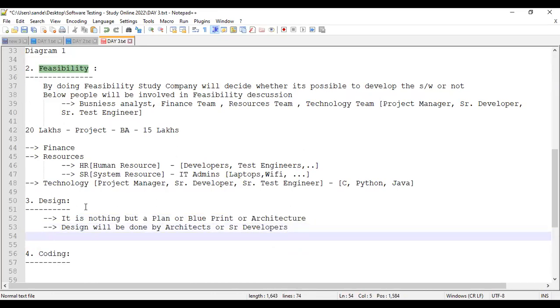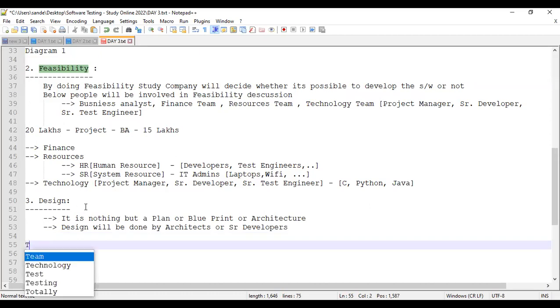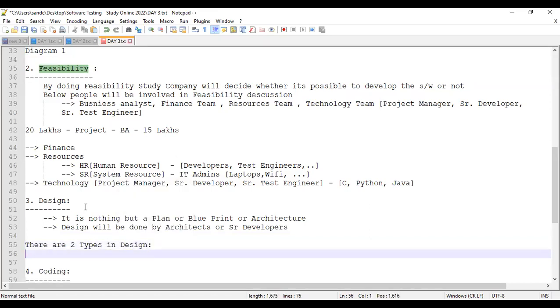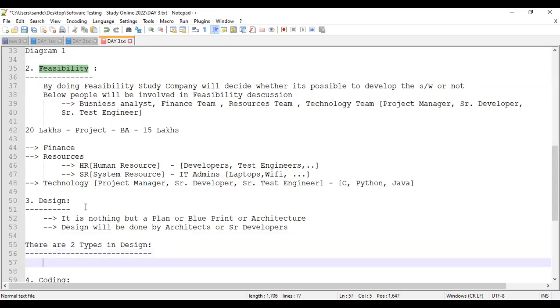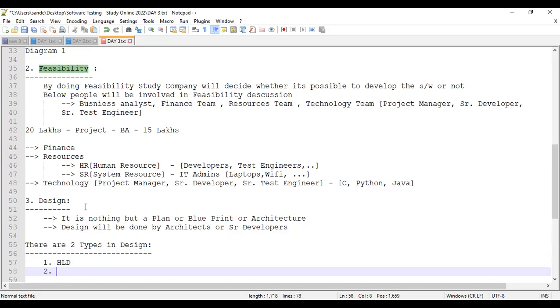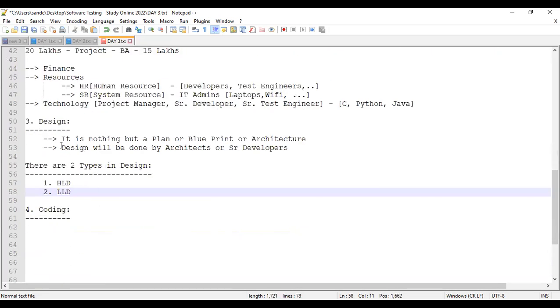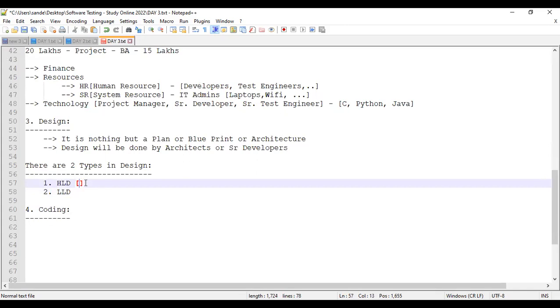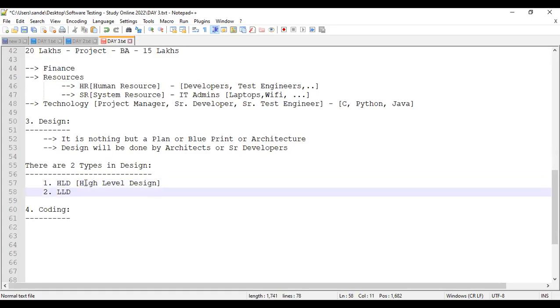Who will perform that? In design there are two types. Sir, which are those two types? First one, high level design. Second one, low level design, LLD. First one is high level design. Here I'll write the full form: high level design. Second one, low level design.